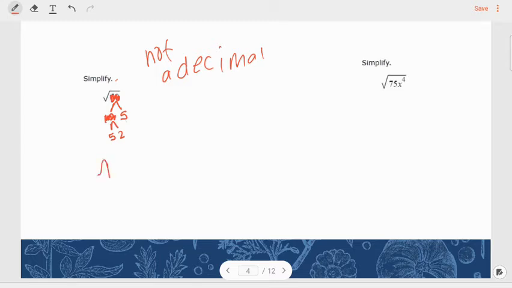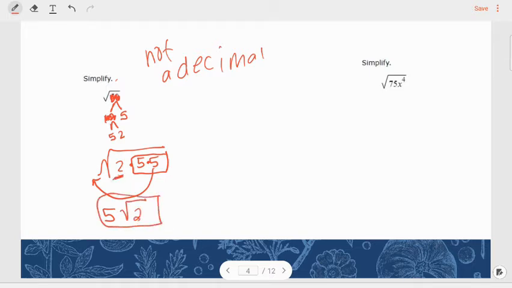These are all factored as much as possible, and if I rewrite them in order from least to greatest, 2 times 5 times 5, I notice I have 5 times 5. A number multiplied by itself is a perfect square, so this right here can be pulled out. I can pull out a 5. The square root of 5 times 5 is 5, and the 2 does not have a pair, so it remains on the inside, and so my answer would be 5 square root of 2. Let's look at another problem.